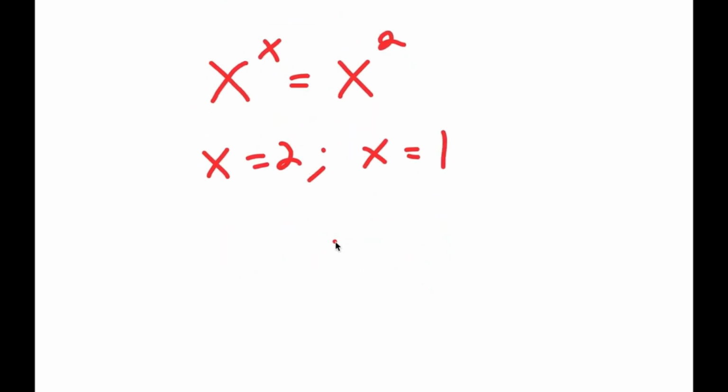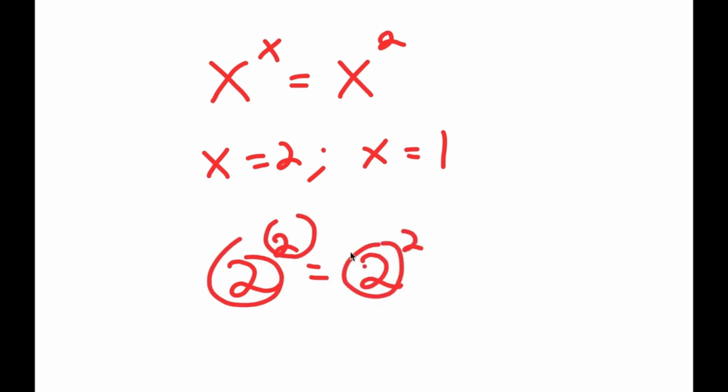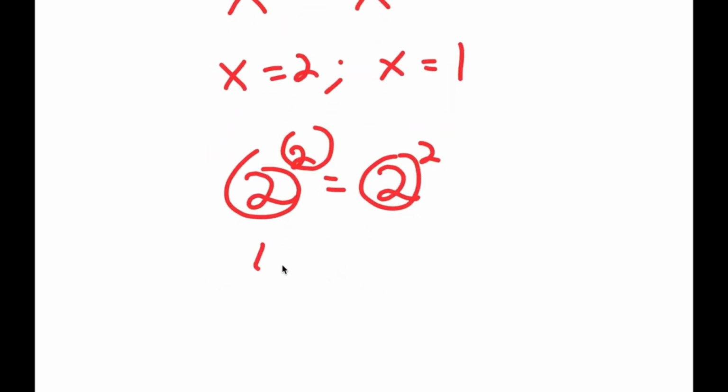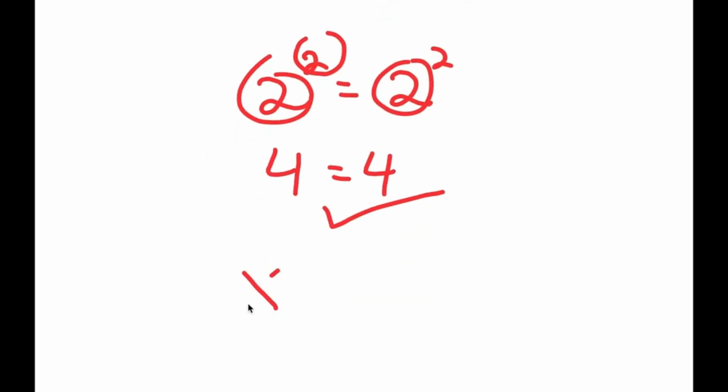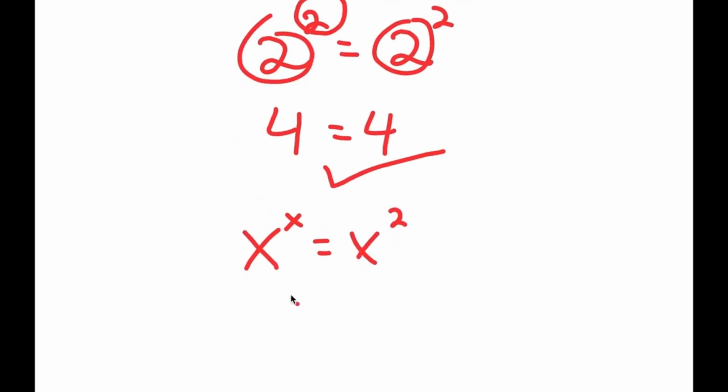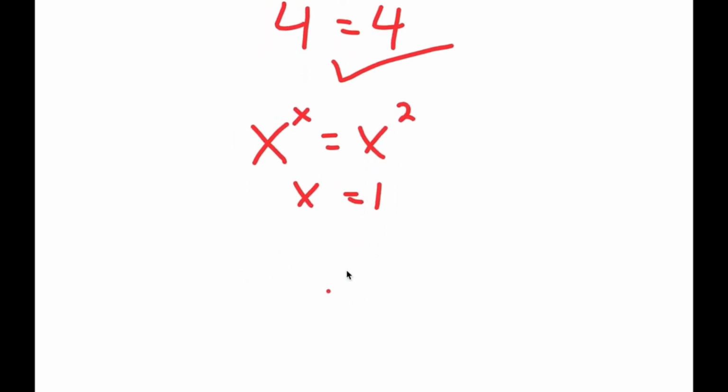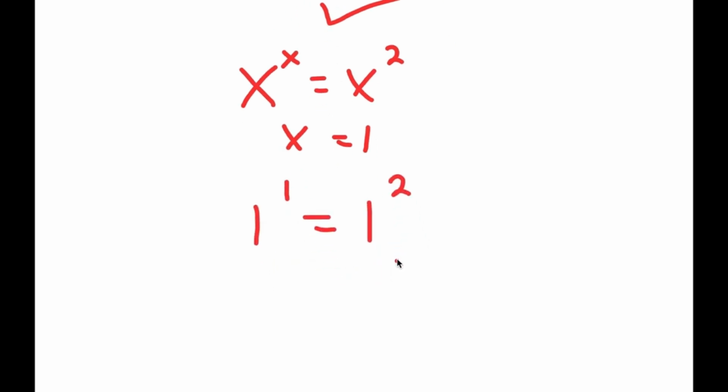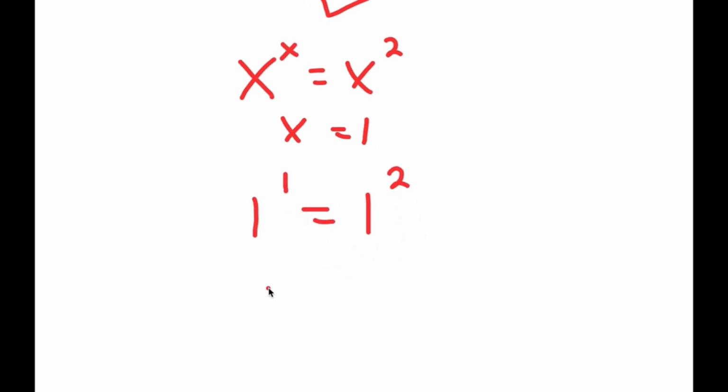If I plug in x equals 2, I get 2 to the power of 2 is equal to 2 to the power of 2. So I plugged in 2's over here and 2 over here. 2 to the power of 2 is 4, and again 2 to the power of 2 is 4, so this is right. Now I'm going to plug in x equals 1 for this. So I get 1 to the power of 1 is equal to 1 to the power of 2, and 1 to the power of any number is 1, so I get 1 is equal to 1.